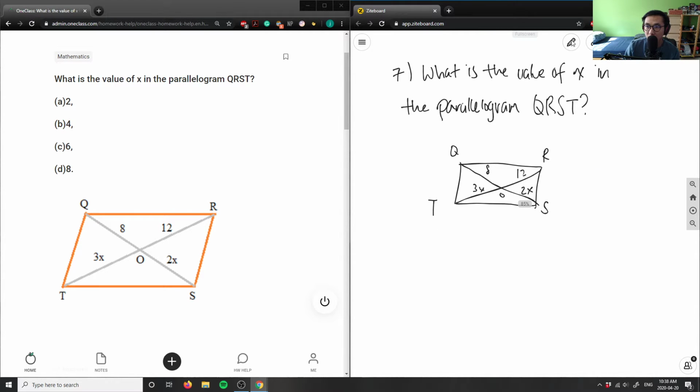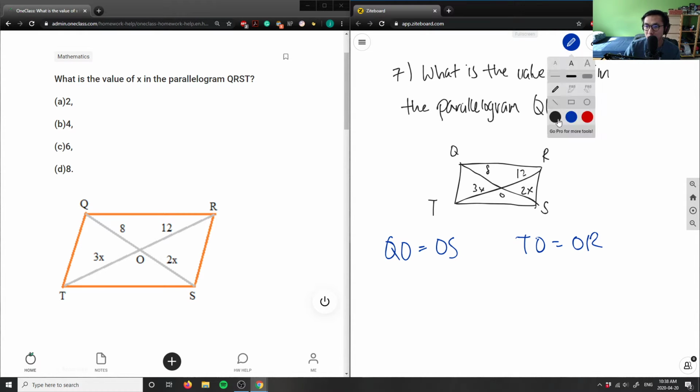So again, if I know this, I know that from Q to O, Q to O has to equal O to S, right? Q to O has to equal O to S, and I know that T to O has to equal O to R, right? So T to O equals O to R. So now I can just simply plug in my algebraic expressions, right? So Q to O here is 8. It has a length of 8, and O to S has a value of 2x here.